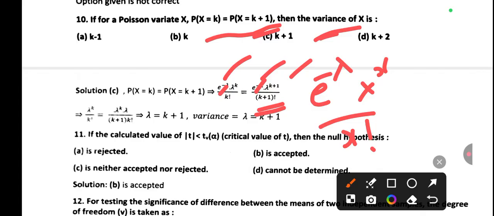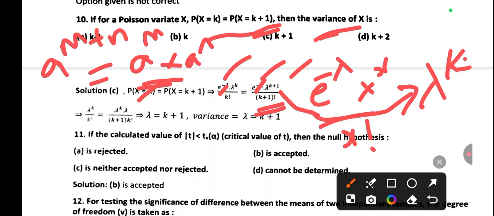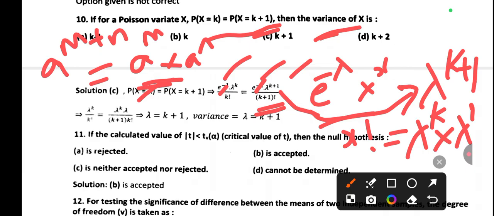Okay? So you will get lambda power k and lambda power k plus 1. We all know, children, a power m plus n can be written as a power m into a power n. This is the law of exponents. So e power minus lambda we have cancelled, and lambda power k we have written as it is. On the right hand side, lambda power k plus 1 we can write as lambda power k into lambda power 1. So lambda power k we can remove.